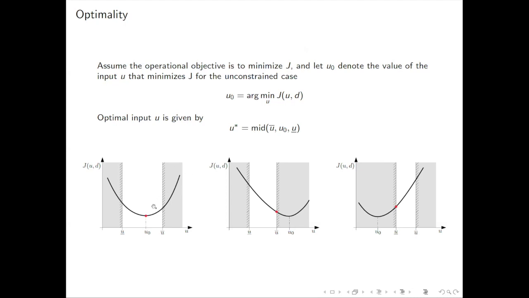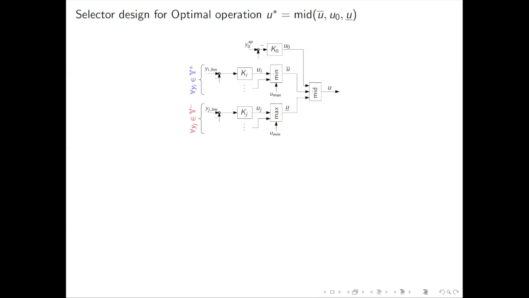That is, if the unconstrained optimum u naught lies in the feasible region, then the optimum u star is equal to u naught. If u naught is infeasible, then the optimum occurs when u star is equal to u bar. And similarly, if u naught is feasible but on this side, then the optimum occurs when u star is equal to u underline. There are several ways this can be implemented using selectors. The most obvious is with 3 selector blocks, where we have a max and a min selector block to compute u underline and u bar for the constraints in y minus and y plus respectively, and we have a mid selector to switch between the 3 values.